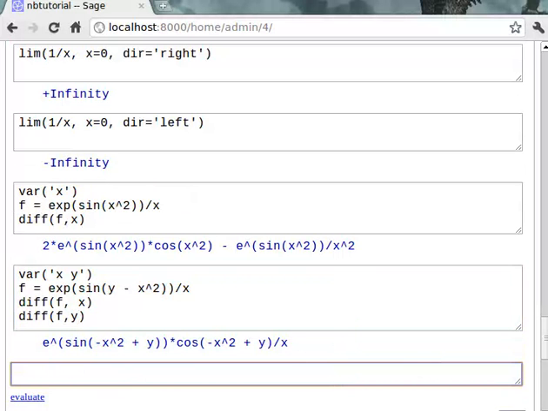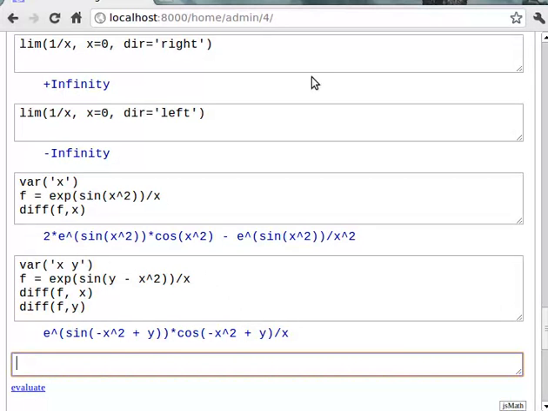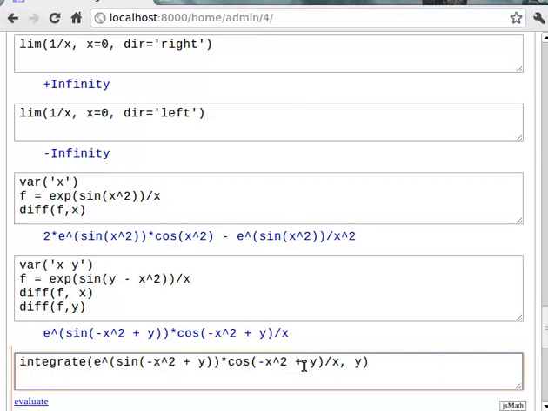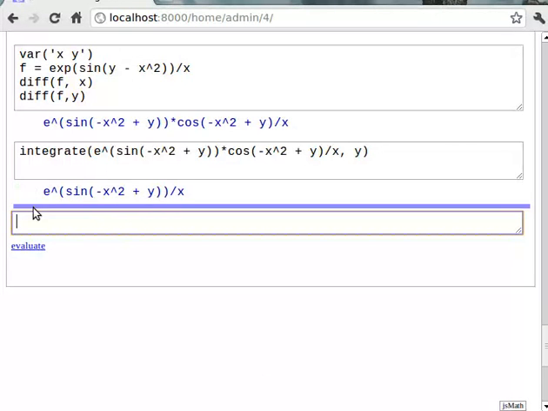Now let us look at integration. We shall use the expression obtained from the differentiation that we did before, that is diff within brackets f comma y, which gives us the expression e raised to sine minus x square plus y multiplied by cos minus x square plus y by x. The integrate command is used to obtain the integral of an expression or function. So you can type integrate within brackets e raised to sine minus x square plus y multiplied by cos minus x square plus y by x comma y in the bracket. As we can see, we get back the correct expression. The minus sign being inside or outside the sine function does not change much.